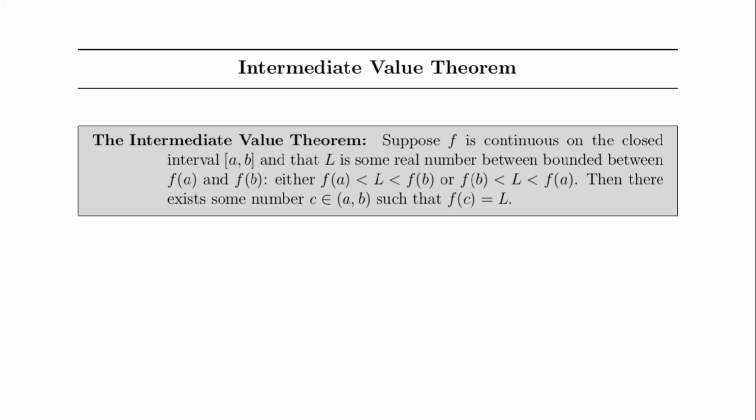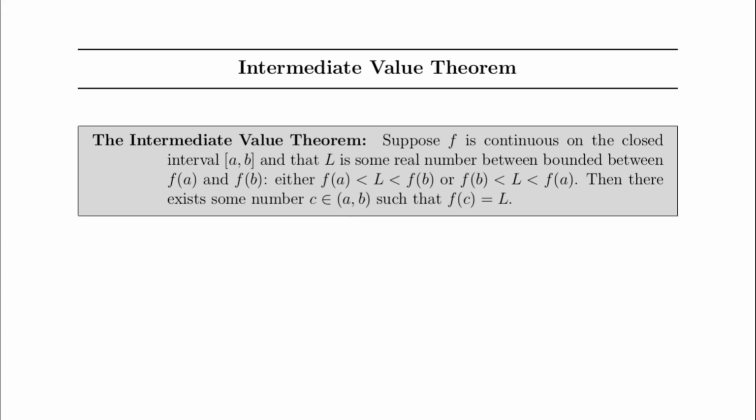Let's say that we have some continuous function on this closed interval from a to b. Remember, that means it's one-sided continuous at the endpoints a and b. And that we have some real number, a y value, L, that's going to be bounded in between the two function values. Now, I don't care which one is bigger, right? So it doesn't matter if f of a is the small one and f of b is the big one, or vice versa. L is some y value in between. If that's true, then there is guaranteed to exist some real number c in this open interval from a to b such that f of c equals L.